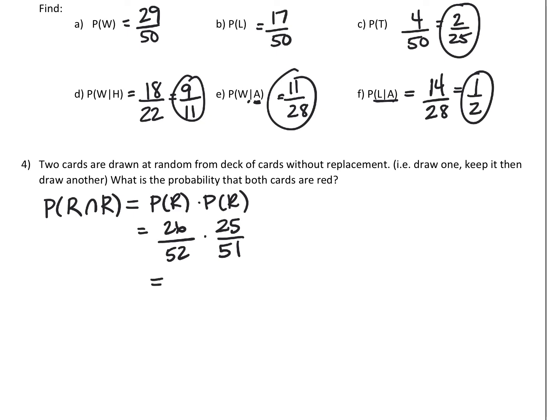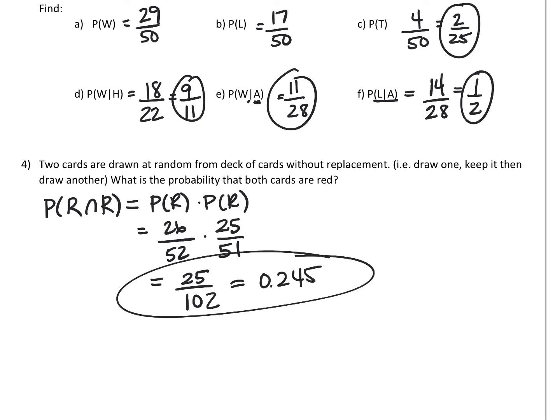When I plunk that into my calculator, this comes out to be 25/102. Again, remember, if you don't have a fraction key on your calculator, you can always work in decimals. This guy comes out to be 0.245. Okay, so you can go ahead and practice with some conditional probabilities now.